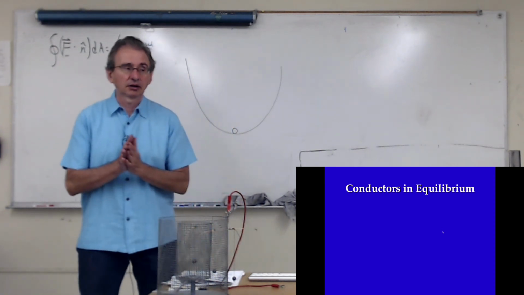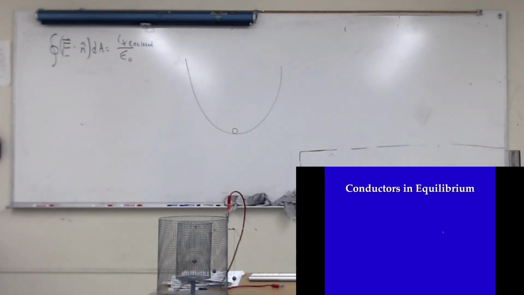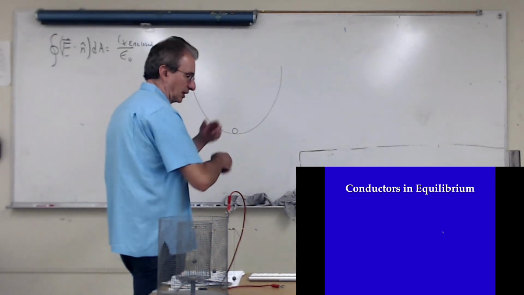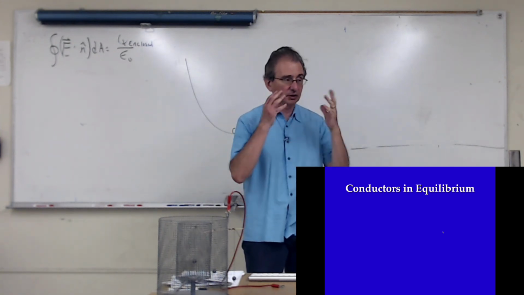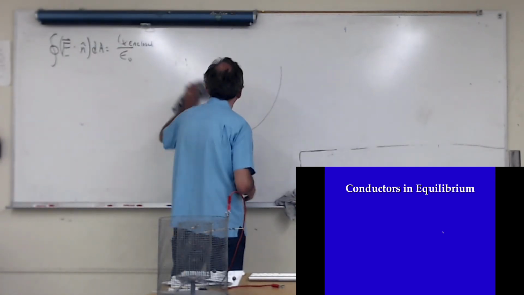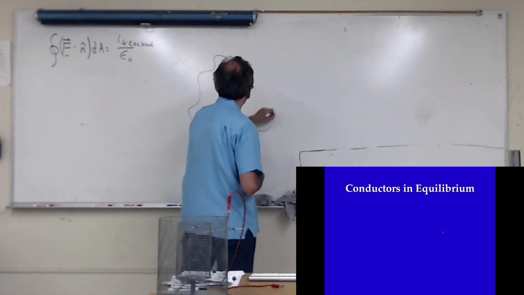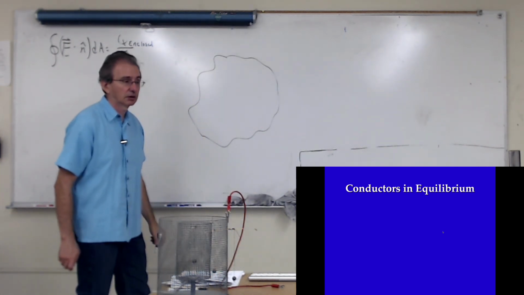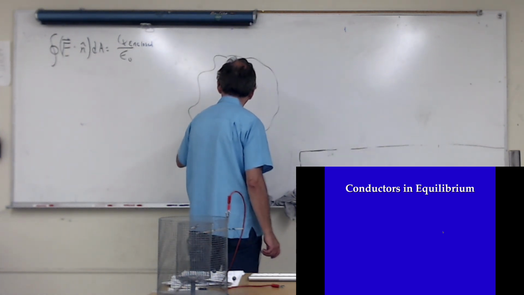I want to look at conductors in equilibrium. What does this mean? If you have a conductor in equilibrium, what does that imply? What does that tell us? Conductors are a different animal, and the reason why is because the electrons are free to move in a conductor. So to understand conductors in equilibrium requires some careful thinking. So let me draw a conductor of some arbitrary shape. And this has electrons in it that are free to move anywhere.